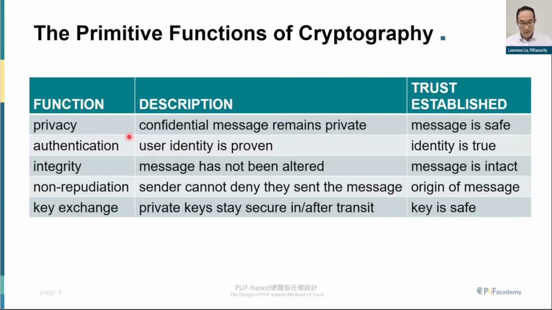Integrity establishes the trust that a message has remained intact and untampered with. Integrity checking confirms that a message has not been altered. Non-repudiation establishes the trust in the message sender's identity as well as the authenticity of the message. Non-repudiation proves the origin of a message as well as guarantees the message's authenticity. And finally, key exchange establishes the trust that a key sent between two parties remains safe from leakage and theft. Key exchange is a method to securely share keys.